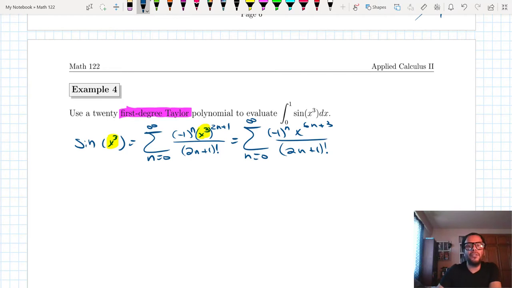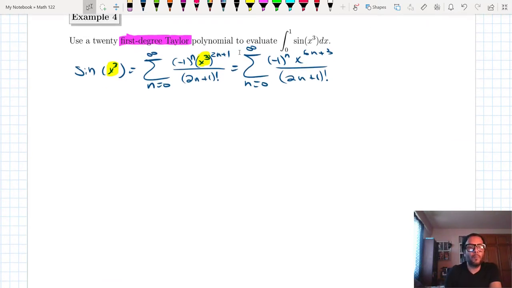All right, so I'm going to expand a few terms, not 21 terms either. You'll see what I mean by 21st degree. So for n equals 0, I get negative 1 to the 0, which is positive 1. 6 times 0, which is 0, plus 3. I'm going to get, well, let me actually write everything down. Why not?